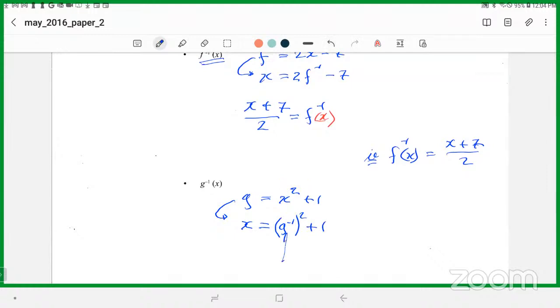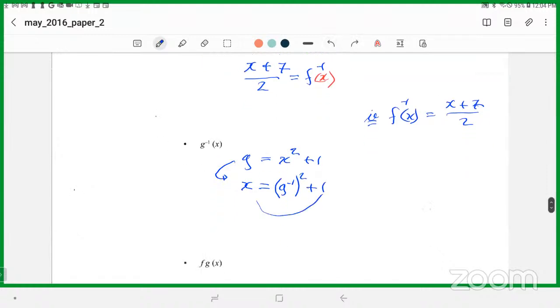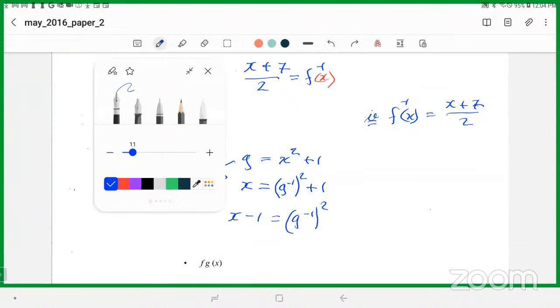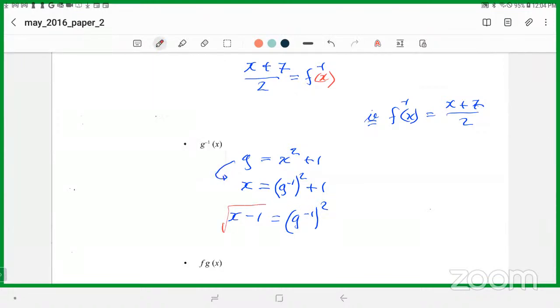I'm trying to make this the subject. Therefore, I'm going to transpose the 1, subtract it first. Let's go step by step. x minus 1 equals g to the minus 1 squared. Then to get rid of this square, we have to square root both sides. So we square root this side and square root this side.